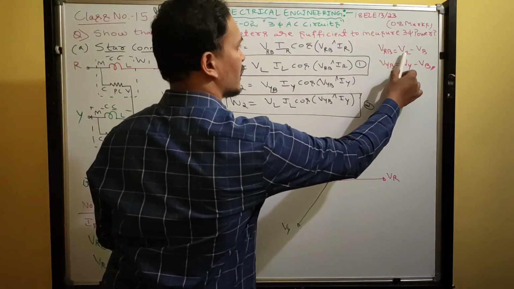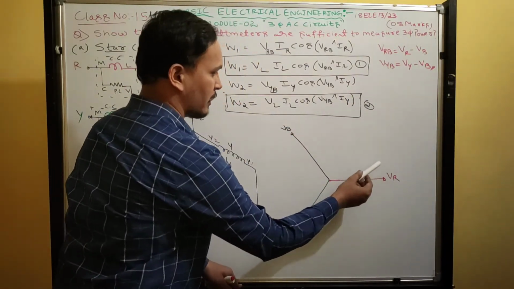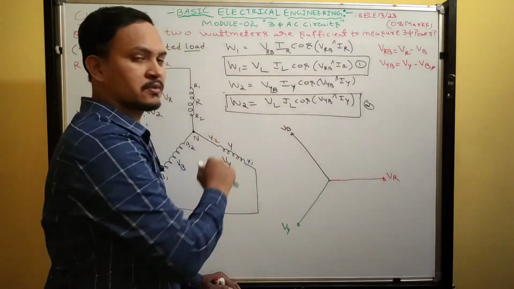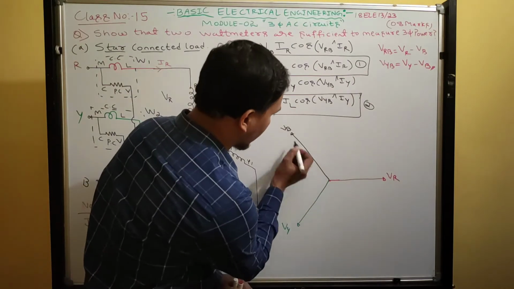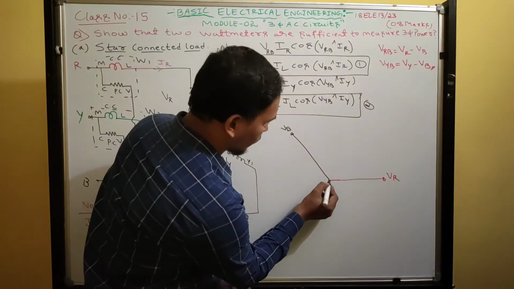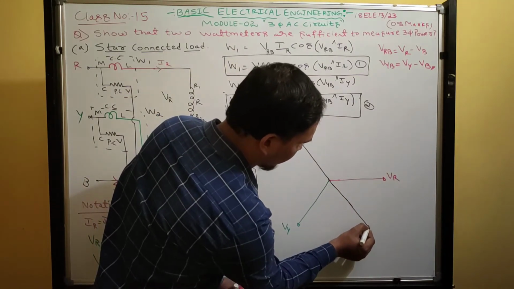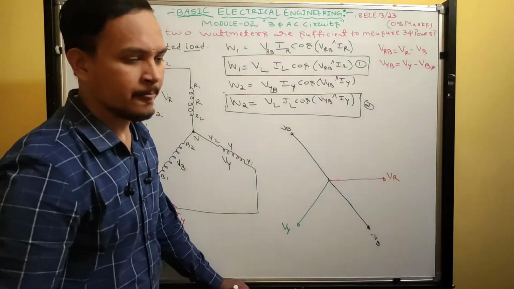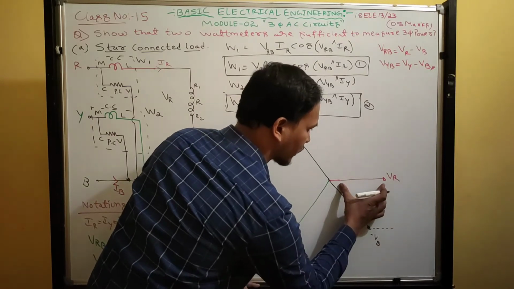Now write this. What is VRB? VR minus VB. VR is already here. I need minus VB. Minus VB means you must reverse this vector, exactly opposite, with the same length. Reverse means exactly 180 degrees opposite. So what is this value? Minus VB. Now from this point draw a line parallel to this vector of the same length.